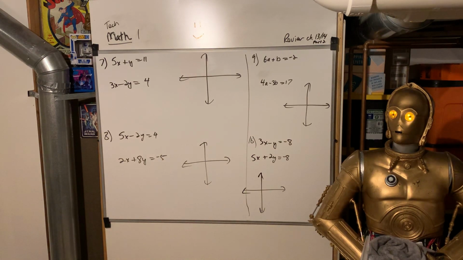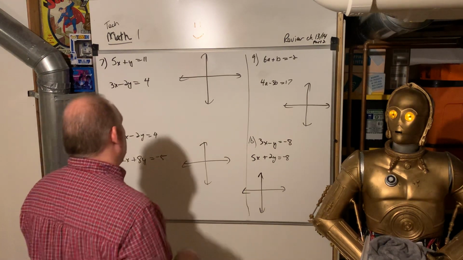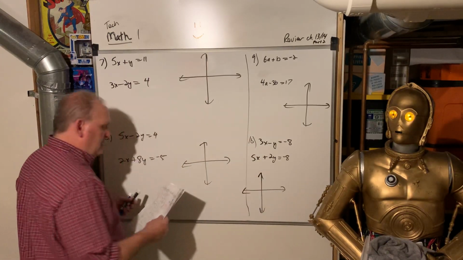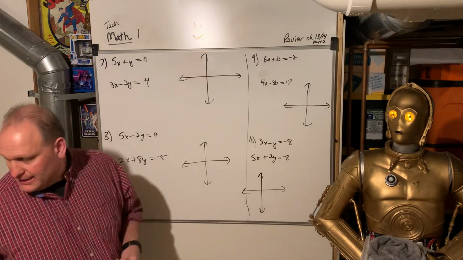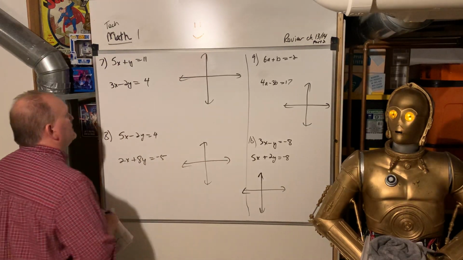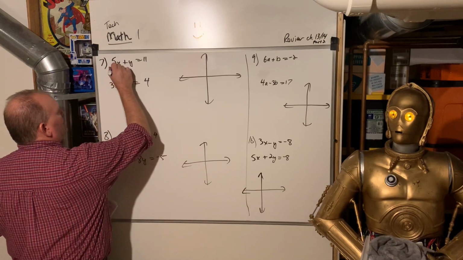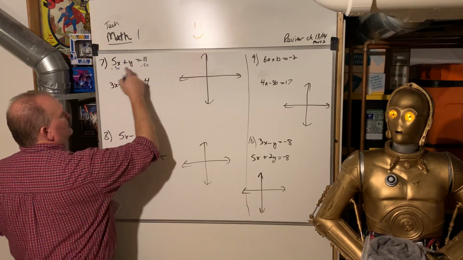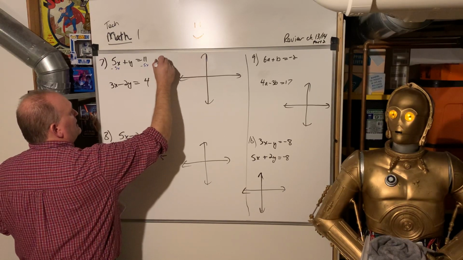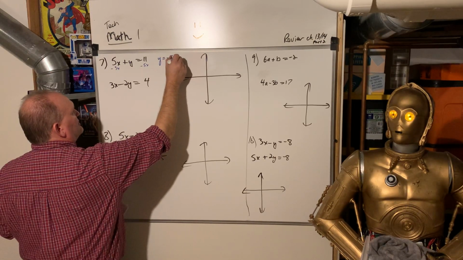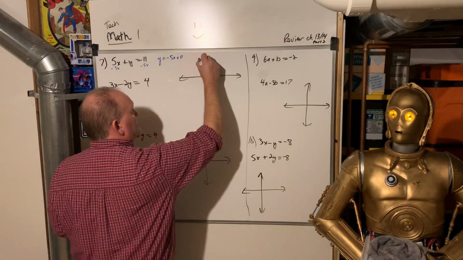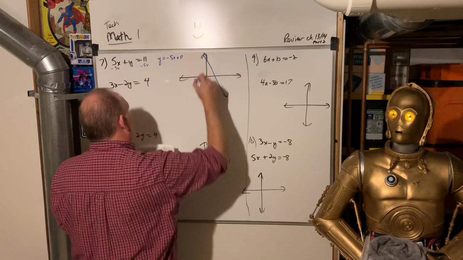This is Techmath1. We're looking at the review for chapter 13, 14. All of these were graph and find the point of intersection. I kind of walked you through that already on the calculator. I'll walk you through it again on number 10. But really, the hard part of these is getting them solved out for y. So this one, we subtract 5x from both sides. Number 7, you get y equals negative 5x plus 11. And then that's this steep line there.